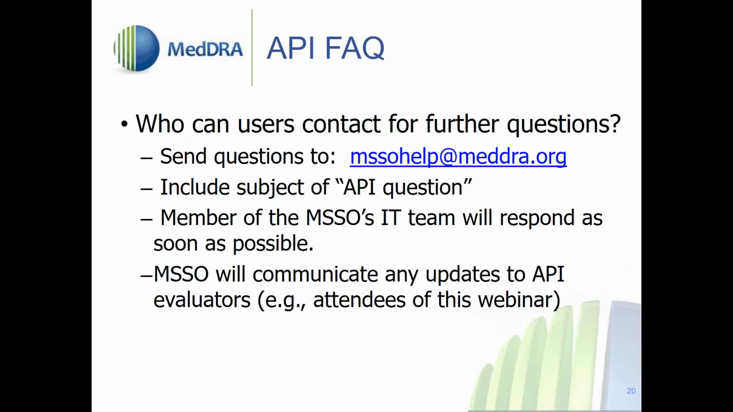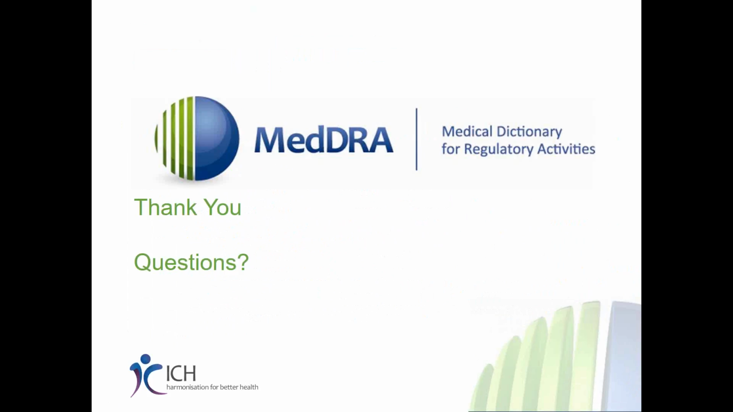Additionally, the MSSO will be communicating any updates to the API evaluators. In other words, those that are in this webinar and the webinar that we'll hold tomorrow, as well as anybody else that has expressed interest. So we'll provide you any updates as necessary based on the feedback or anything else that comes up during this evaluation period. With that, I believe that concludes the formal part of the webinar, and if we want to open things up for questions, we can do that now.